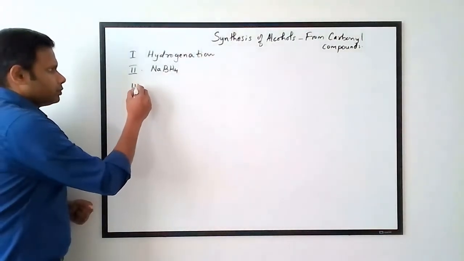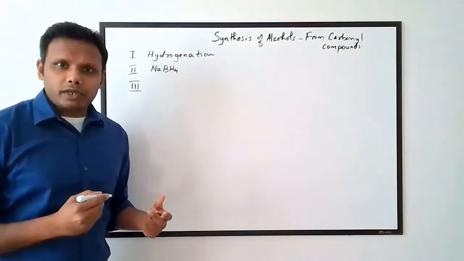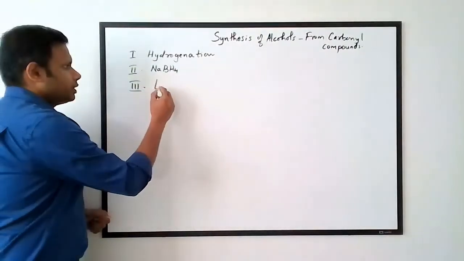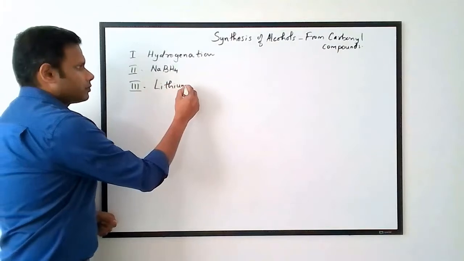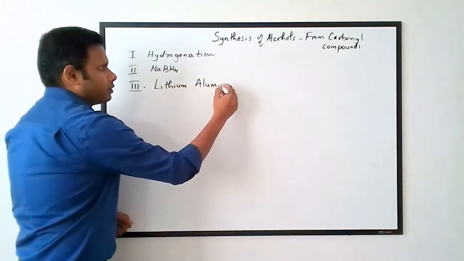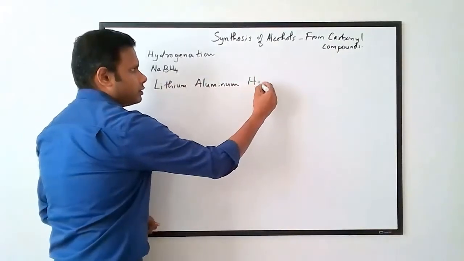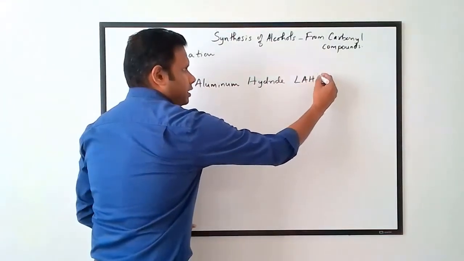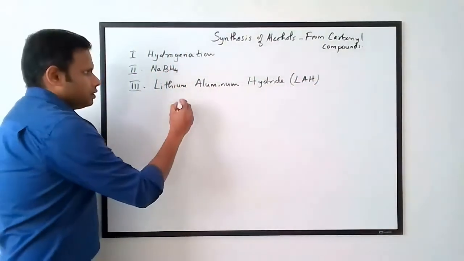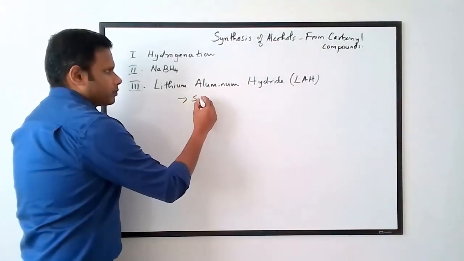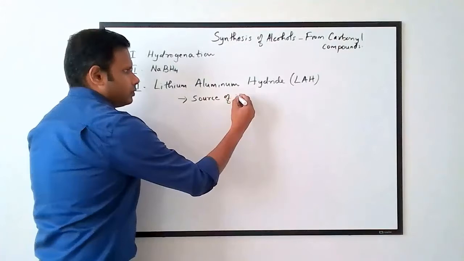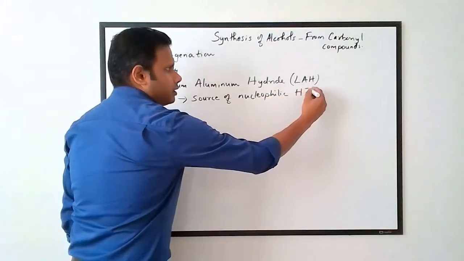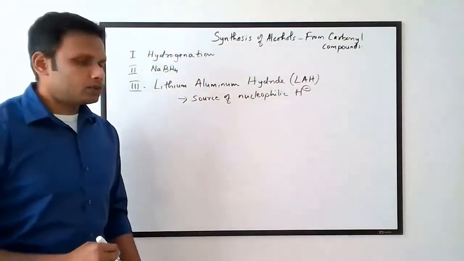In this particular video, we're going to learn about a third reagent which allows us to do the same thing, and it is very similar to the sodium borohydride. This reagent is called lithium aluminum hydride. It is abbreviated as LAH. This reagent is also a source of nucleophilic hydride, H minus. So very similar to the sodium borohydride.